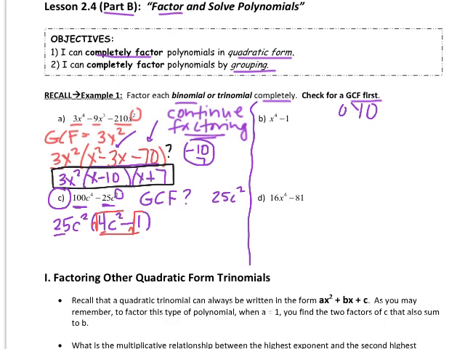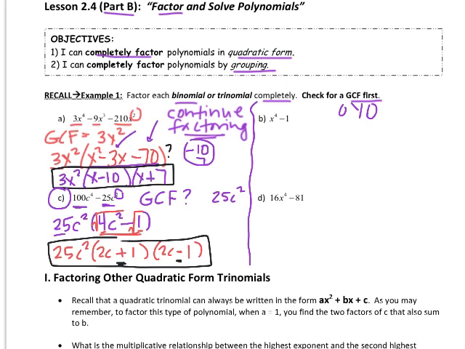Because 4 is a perfect square, 1 is a perfect square, so I'm going to take out 25c squared, and then my 4c squared minus 1 is going to end up being 2c plus 1 and 2c minus 1. When we factor a difference of two squares, really we're just making sure that we have the same thing in both binomials, but the sign is different. Okay, so here's my final factorization of this polynomial.